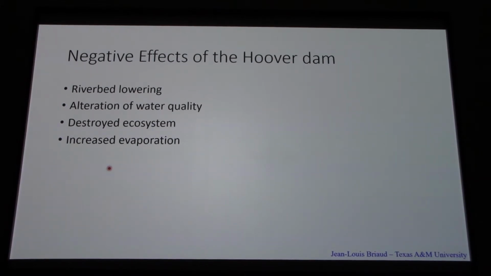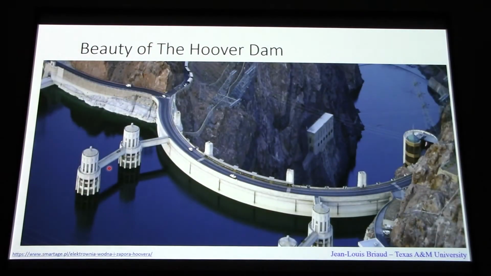Now there are some negative effects when you build a dam. You lower the riverbed because of the weight of the dam, number one, and the water can increase in velocity downstream. You alter the quality of the water because you're storing it, and you destroy the ecosystem and you increase evaporation. So all these things are part of the process, and obviously the advantages have to outweigh significantly the drawbacks.